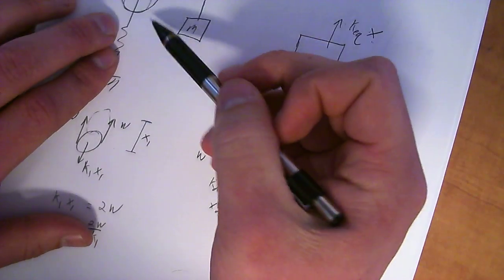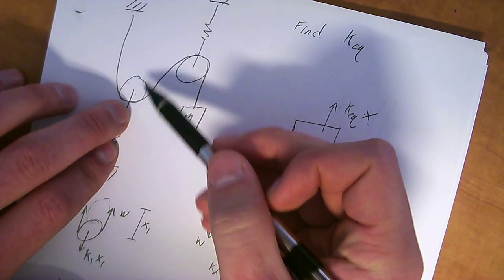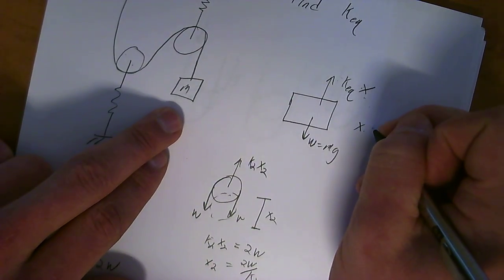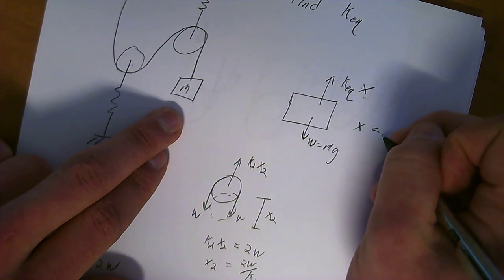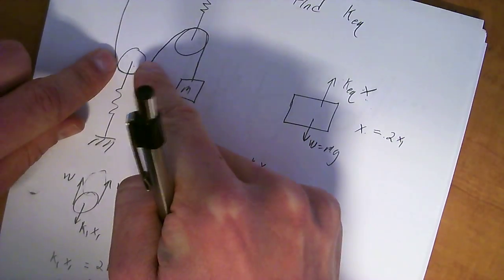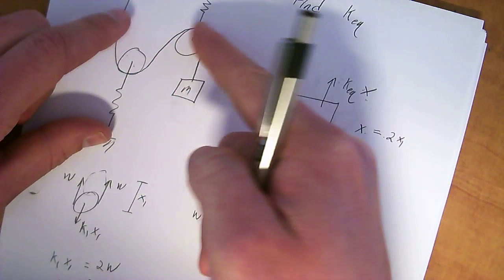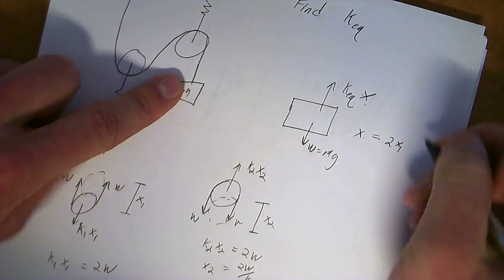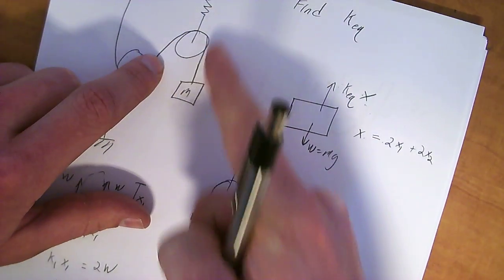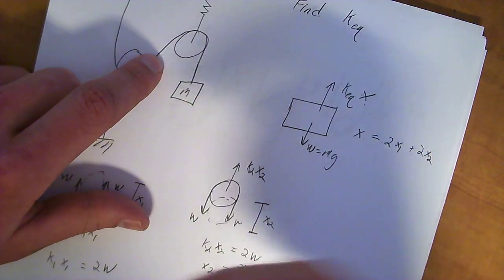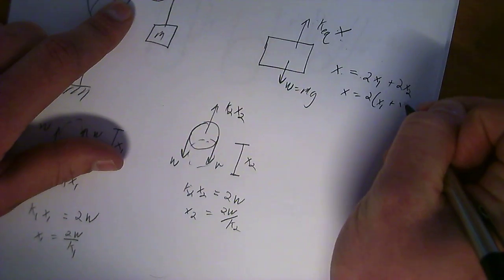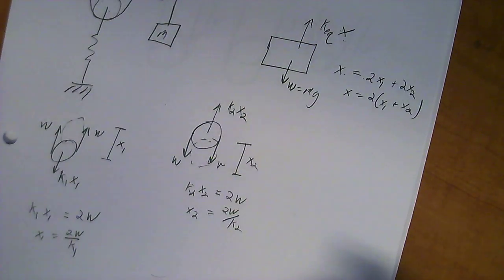So looking at this, the displacement of the mass, which we're going to call x, is going to be 2 times x1, because this pulley moves up and gives slack of twice the distance it moves up, plus 2 times x2, because this pulley moves down and gives slack of twice as much as it moves down. So x is equal to 2 times x1 plus x2. So there's the rationale behind that.